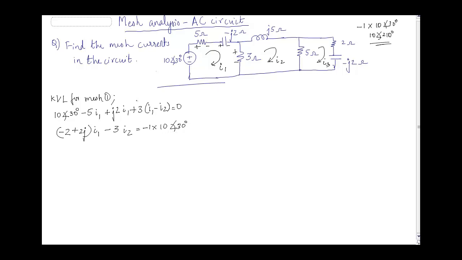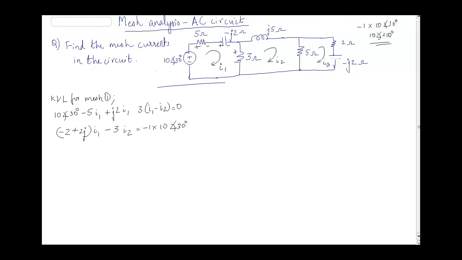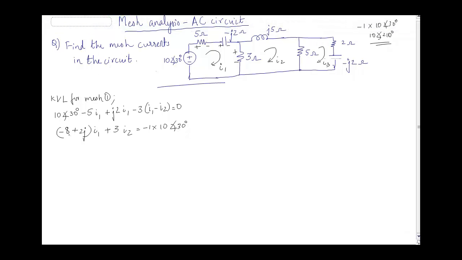Let me have a look here once again. I think I have made a small mistake here. I should have taken front of this one, so this is going to be negative, this is going to be negative, so this is going to be positive, and this is going to be not minus 5 plus 3 but minus 5 minus 3, which will come out to be minus 8. Sorry for the mistake. So it is minus 8 plus 2j i1, minus 3 i2, and 10 angle 30 into minus 1. So this is my first equation from the first KVL.